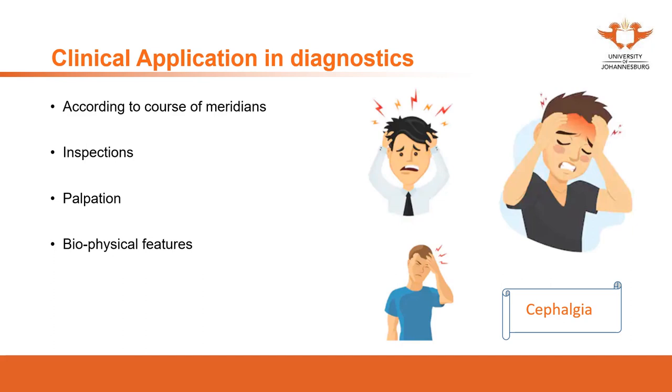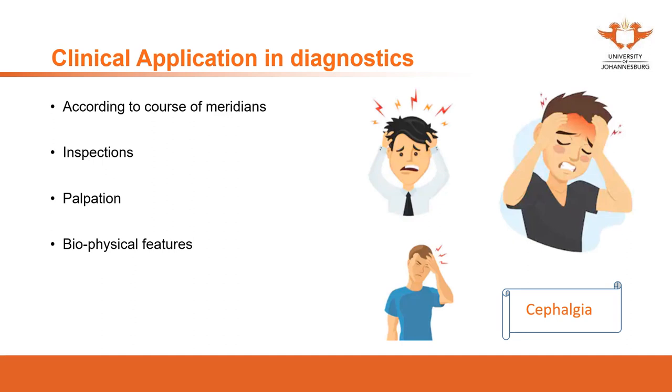Why is it so important to understand and remember the distribution of the meridians, where the meridians travel? It's because in our clinical practice, we can use the meridian distribution in our diagnostics. We can diagnose according to the course of a meridian. We can see from the meridian which parts of the patient have problems. We can palpate the body along the meridian.